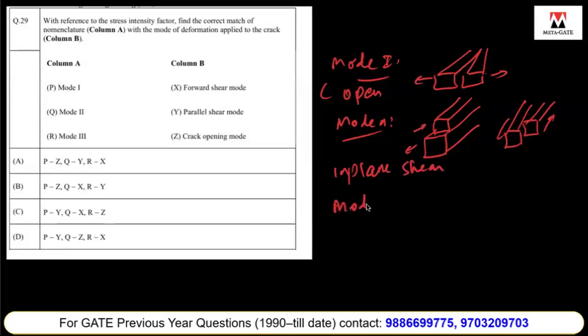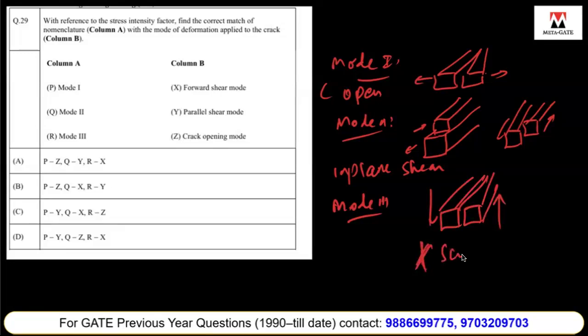And mode 3, the surface will be moved like in forward shear mode. Mode 3 involves the crack surfaces sliding past each other with a forward shear, creating a tearing or scissoring effect. So here it's a kind of scissoring effect. This mode is also known as anti-plane shear mode or forward shear mode.